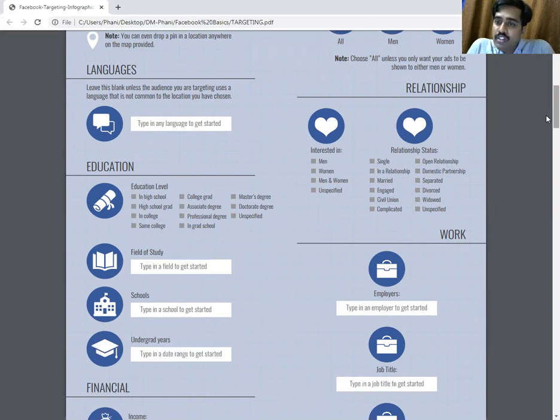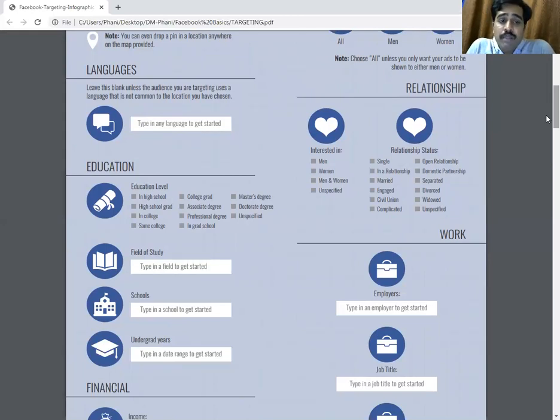Similarly, you can also target people on the basis of their relationship status. Whenever you are in a relationship, you declare on Facebook, I'm in a relationship with so and so. So this will be tracked. I'm single. Okay, I'm married. So based on the status, there are people who will target you on your relationship status.